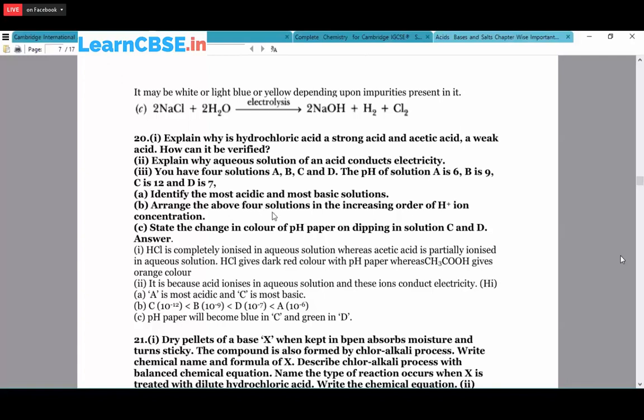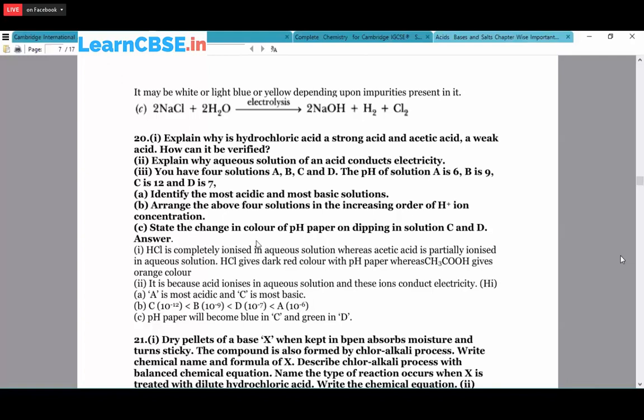Arrange the four solutions in increasing order of H plus ion concentration. First is C, because it is more basic, which means it contains less H plus. Then comes B, because it is 9, also basic. Then 7, then 6. Once it goes below 7, it contains more H plus ions. So A has the most H plus ions.